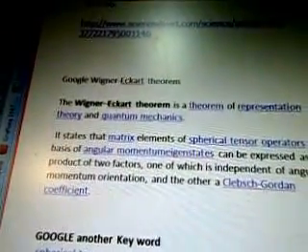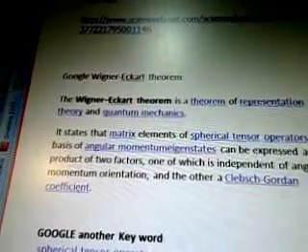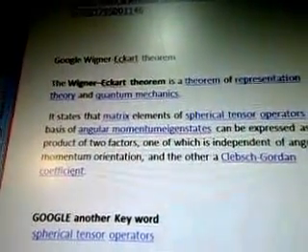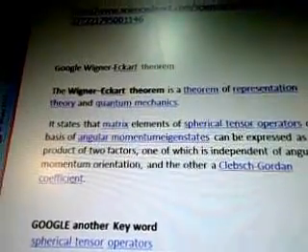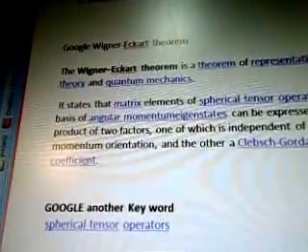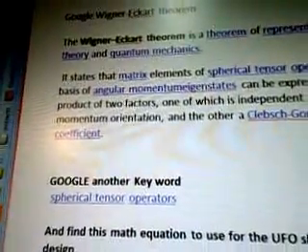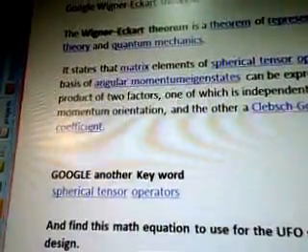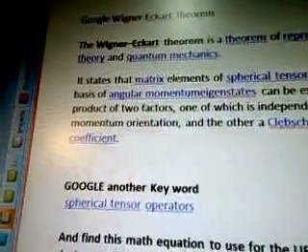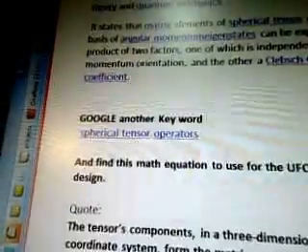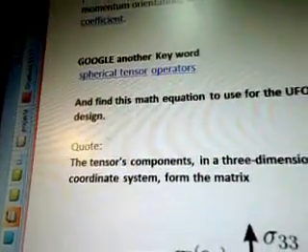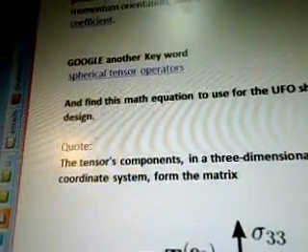The Wigner-Eckart theorem is a theorem of representation theory and quantum mechanics. It states that matrix elements of spherical tensor operators on the basis of angular momentum states can be expressed as the product of 2 factors, one of which is independent of angular momentum orientation, and the other is a Clebsch-Gordan coefficient. We're going to Google another keyword, spherical tensor operators, and find this math equation to use.